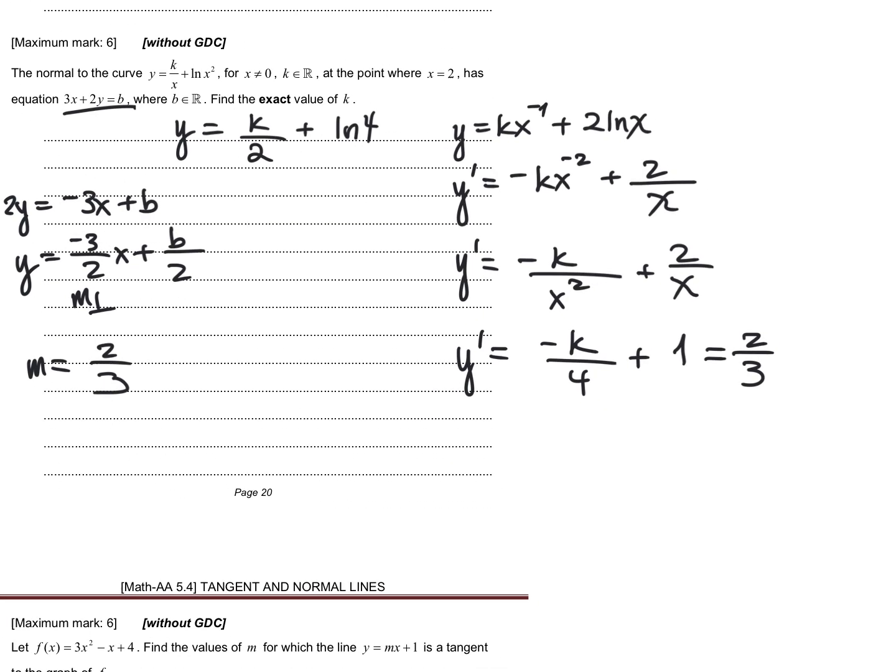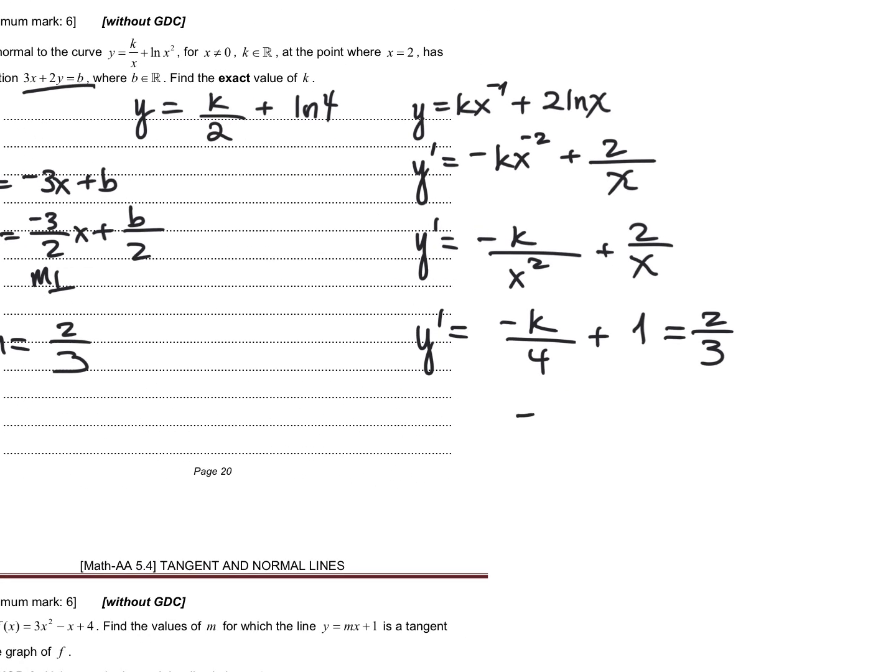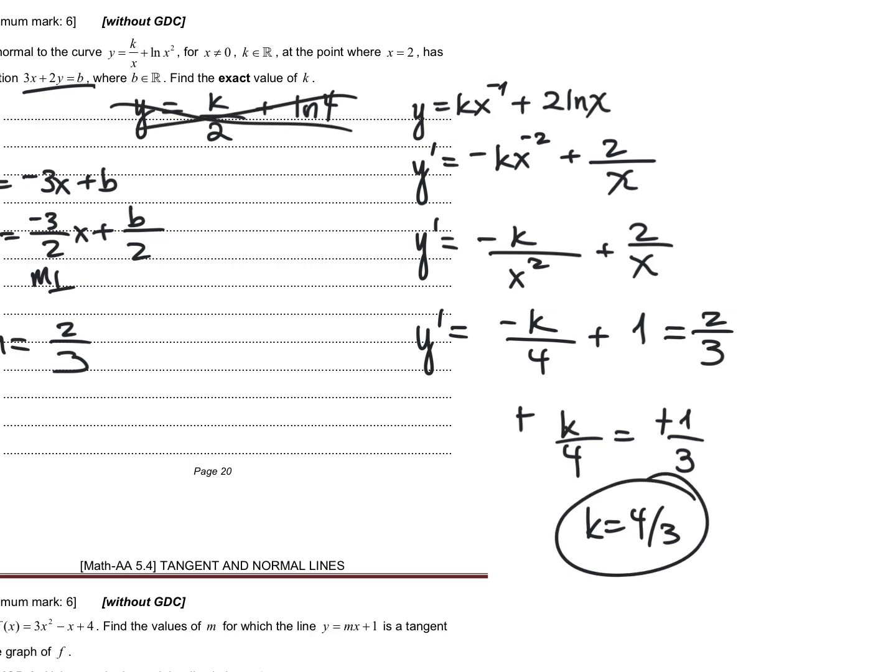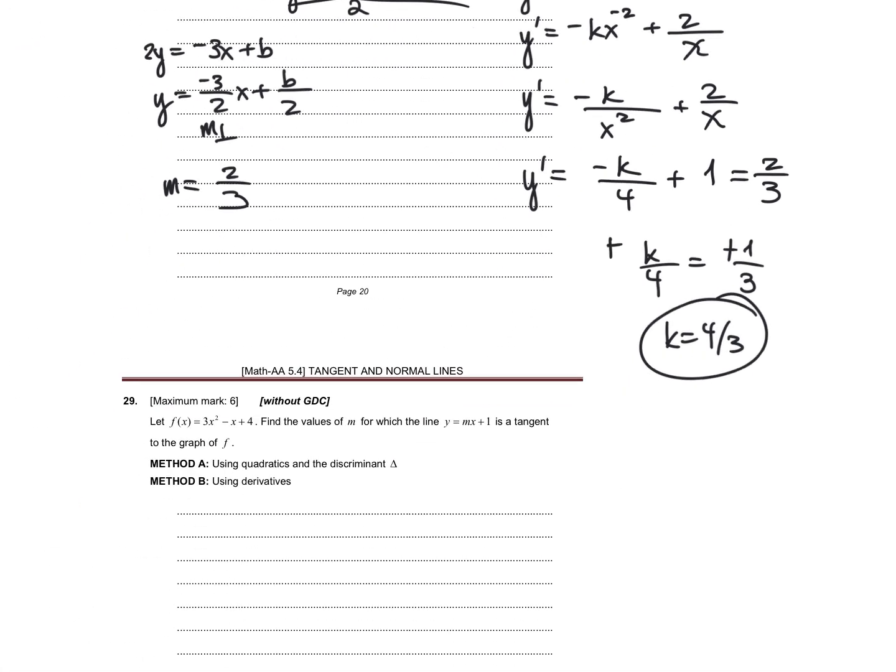It's quite confusing, isn't it? So we can solve for k here. So 2/3 minus 1 is negative 1/3. Divide by negative 1. So k should be 4/3. So we didn't even really use that. Oh, wow.